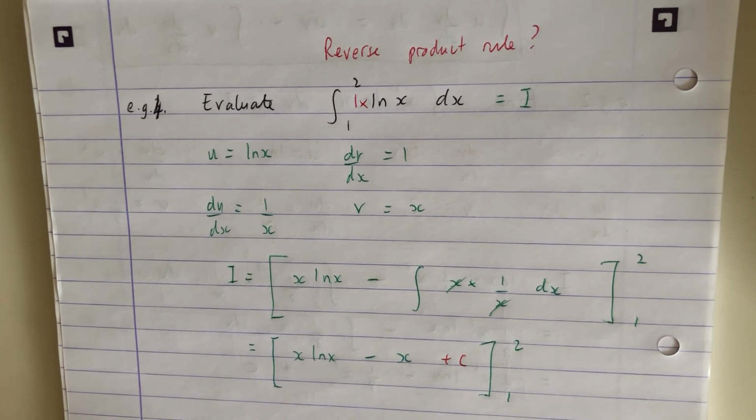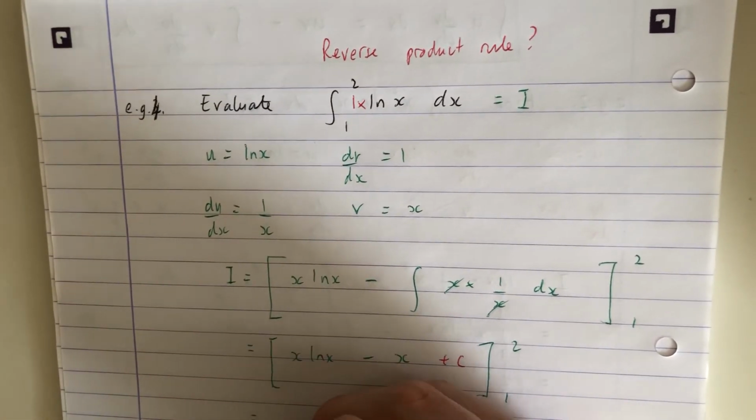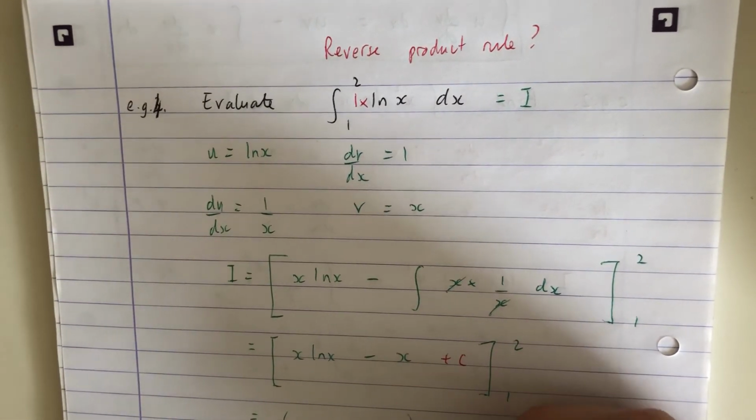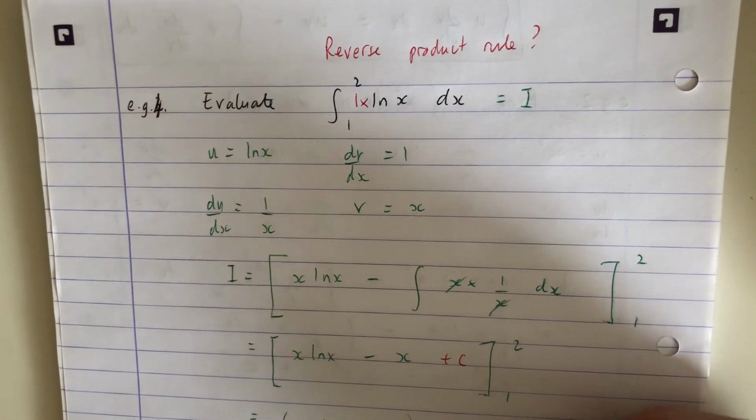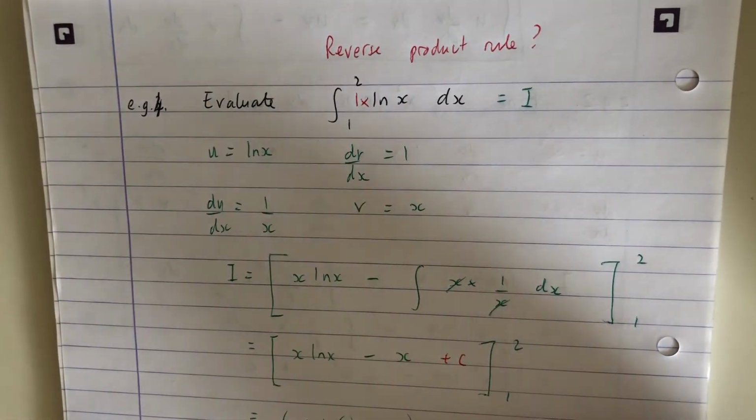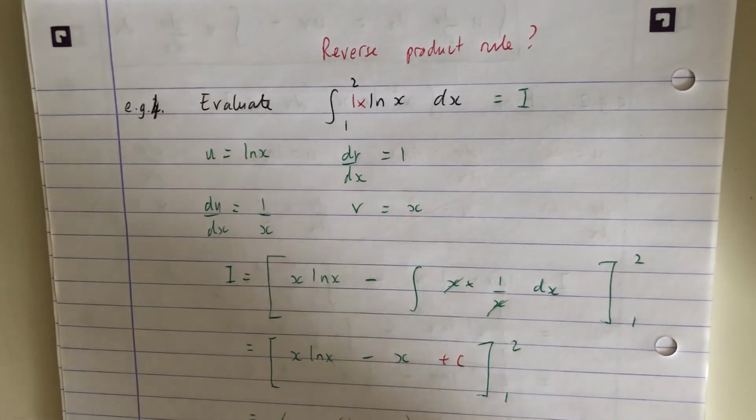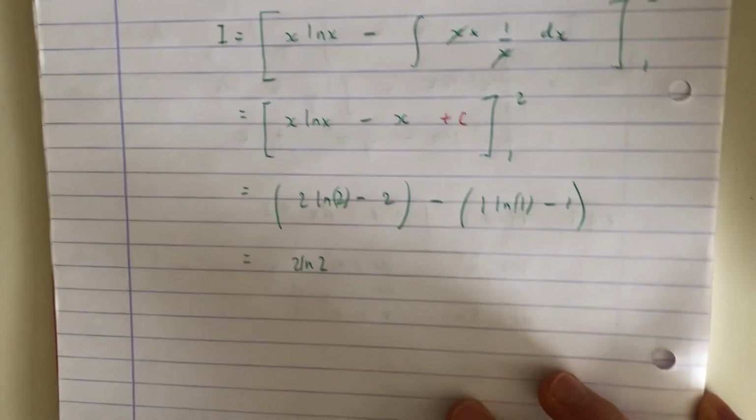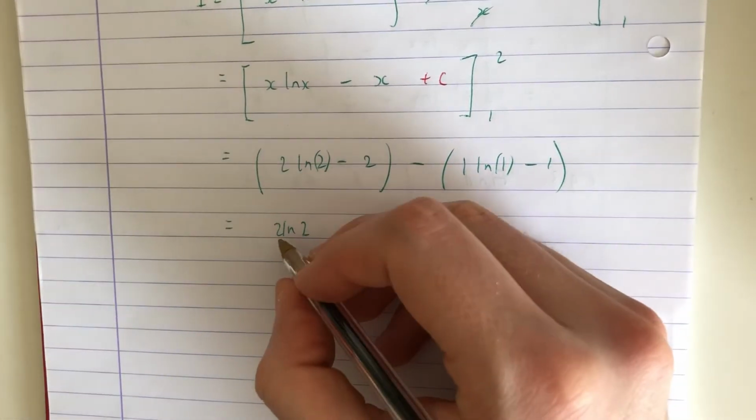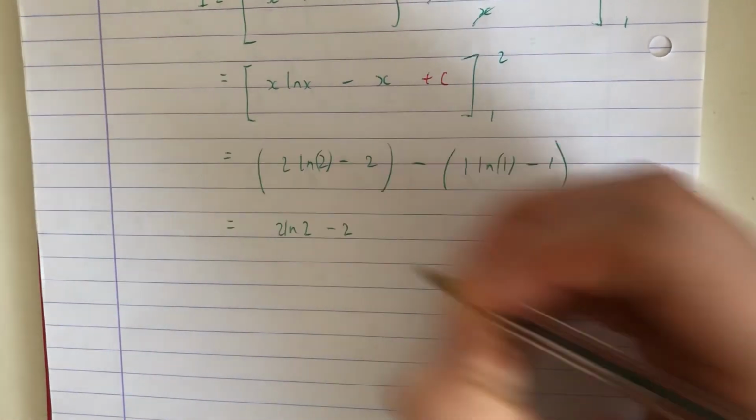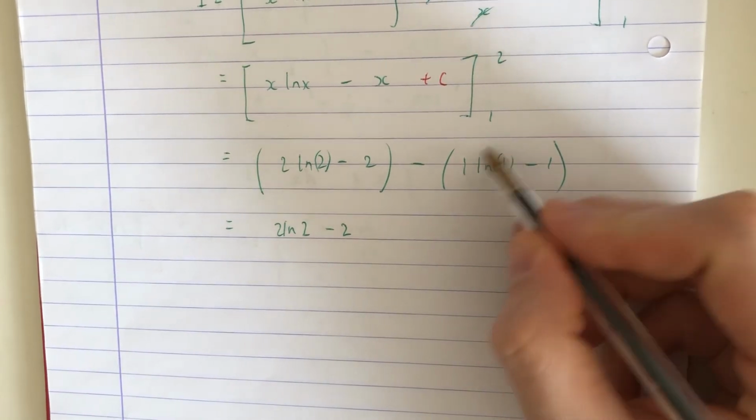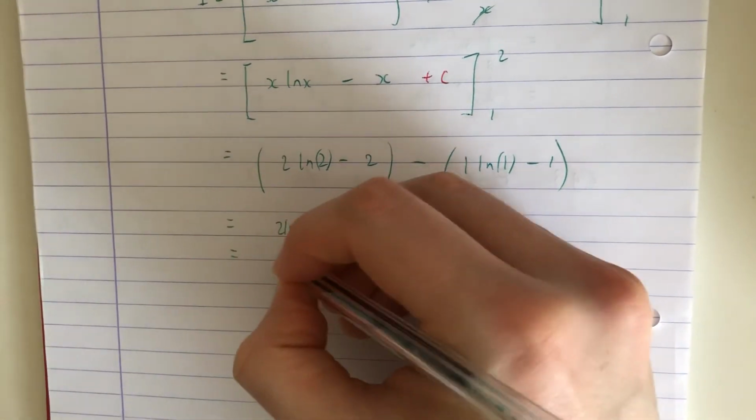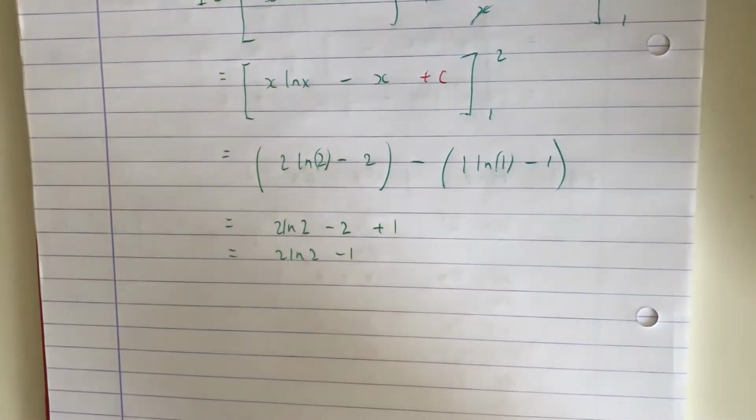And then if you substitute in the upper limit, you get 2 ln 2 subtract 2, subtract 1 ln 1 subtract 1. Okay, what does that simplify to? Well, just substitute the upper and lower limits in, 2 ln 2 subtract 2. Now ln 1 is 0, so that disappears, and you are just subtracting negative 1, so add in 1, which is 2 ln 2 minus 1.